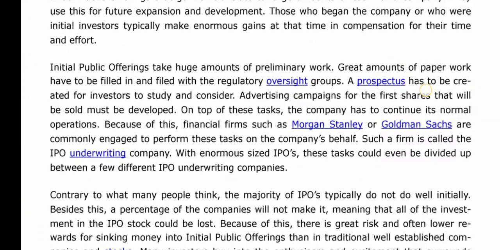The company's first sales must be developed to obtain this. These are the tasks of the company. It is outside its normal operations, because this is the financial form of Morgan Stanley.